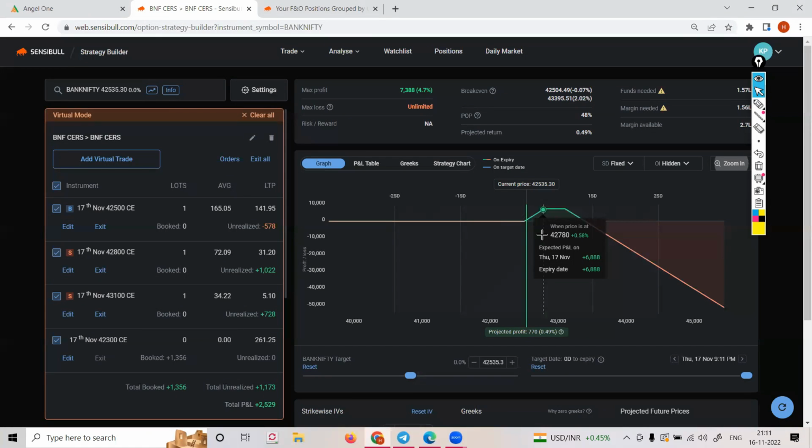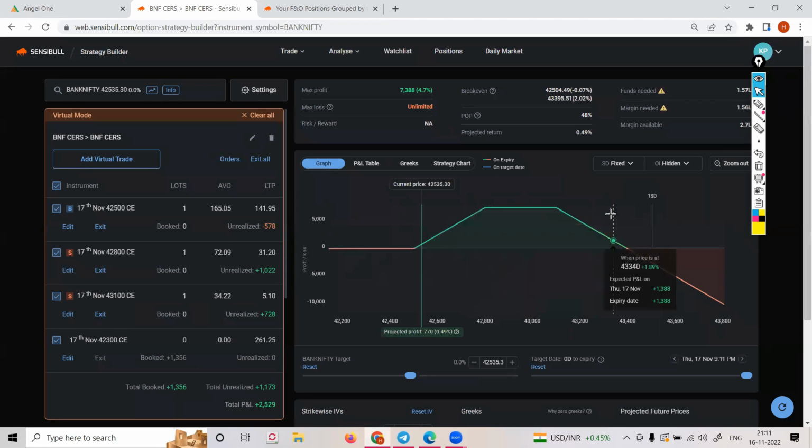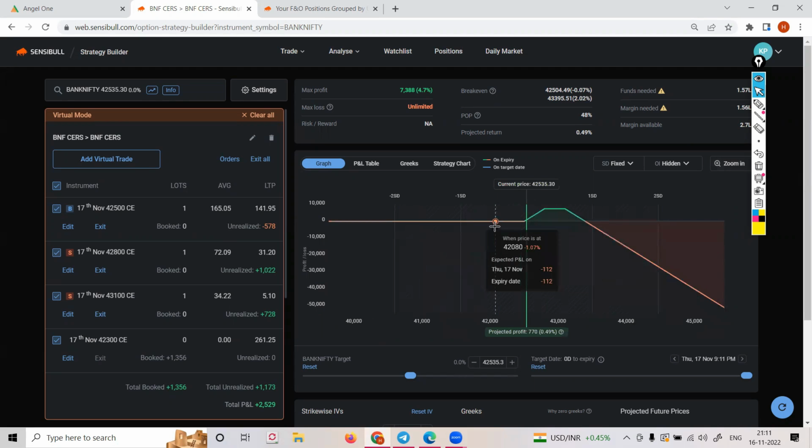But I'll show you what adjustments we could have done. The first adjustment: if the market goes up, I'll have 7,300, that is almost 5% profit, if the market expires in this green zone. Let me expand this green zone. Now, if someone is not clear about the market and feels the market can also come down tomorrow, tomorrow being the expiry date, what will happen if the market comes down? Your loss is only 112.